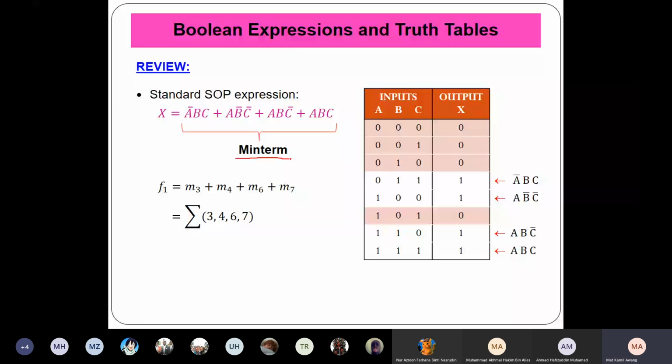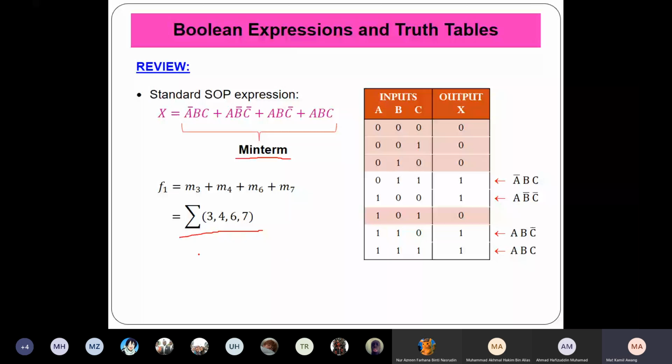If you want to write in the form of min terms, then F1 is equal to, this is actually M3, because M0, M1, M2, M3. So M3 plus M4 plus M6 plus M7. So it can be written as the summation of the terms 3, 4, 6, and 7. So this is if you write in the min term format.